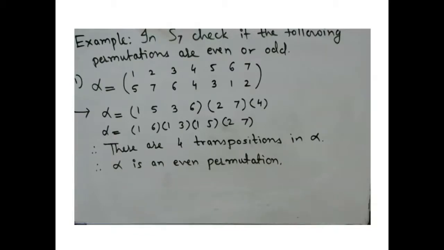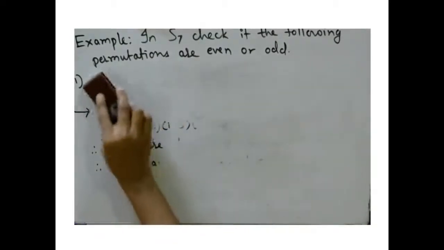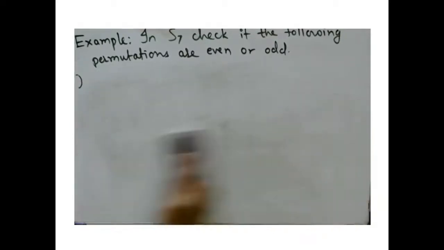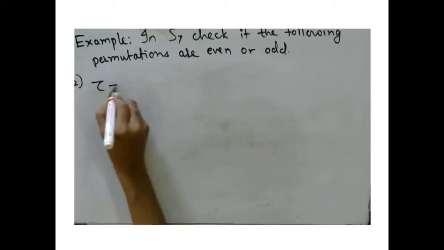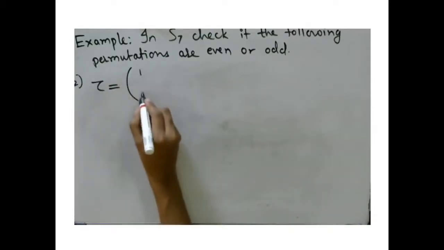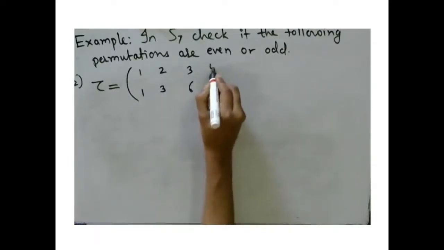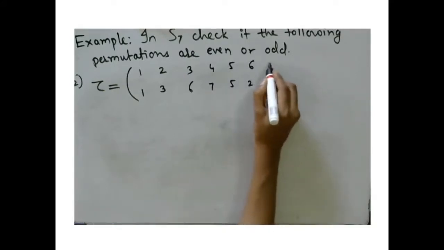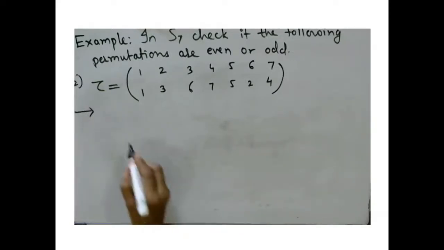Let us see one more example. Consider the second example from S7 only. The second permutation tau is 1 mapping to 1, 2 mapping to 3, 3 mapping to 6, 4 mapping to 7, 5 is mapping to 5, 6 is mapping to 2, 7 is mapping to 4. So we have to count the number of transpositions in tau.